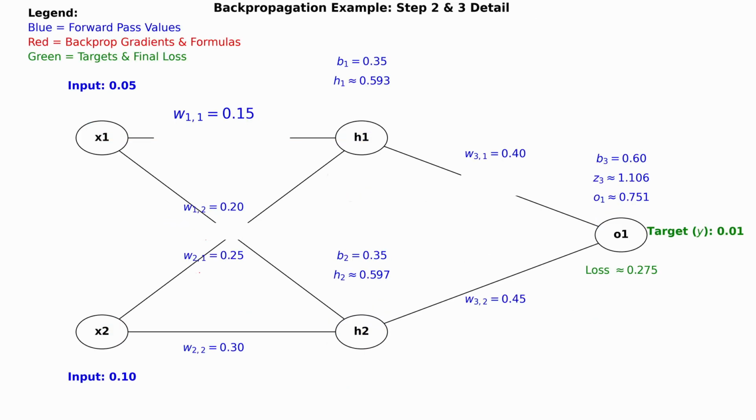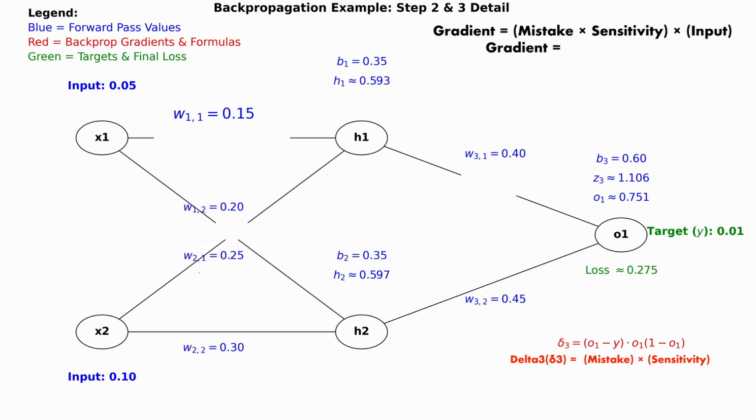Step 2, the output layer gradient. To find this, we use the chain rule. We can't calculate the gradient in one big step, so we break it down into 3 manageable parts. First, the mistake. How far was our guess? Second, the sensitivity. Is the neuron currently capable of learning? Third, the input. How strong was the signal coming in? Let's calculate them one by one. First, the mistake.